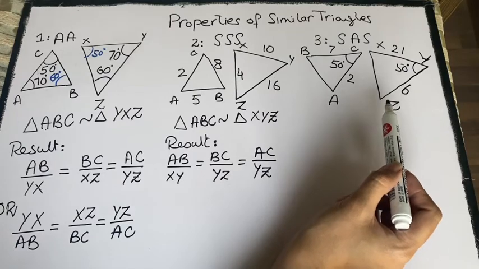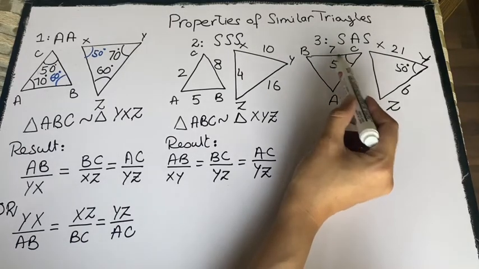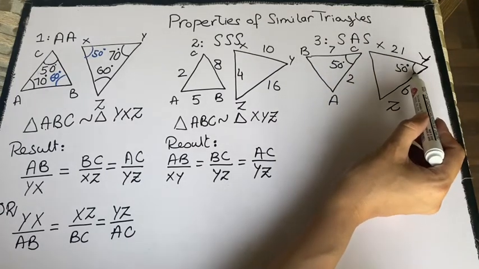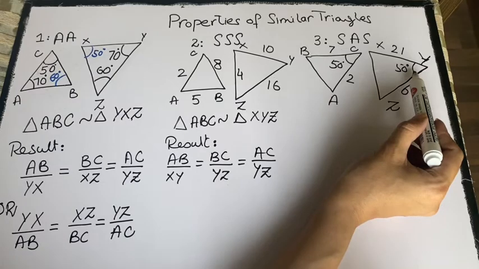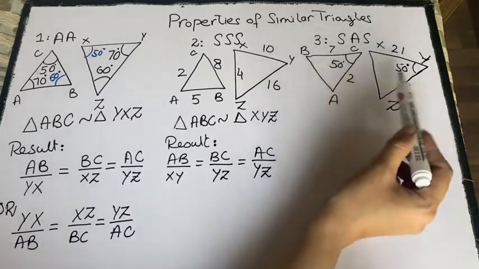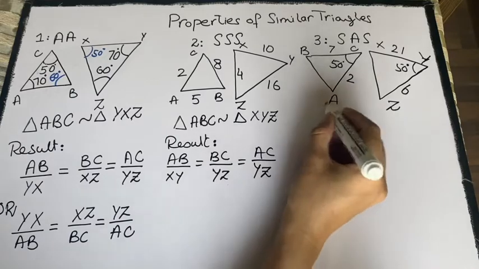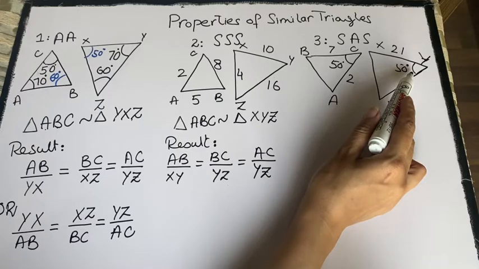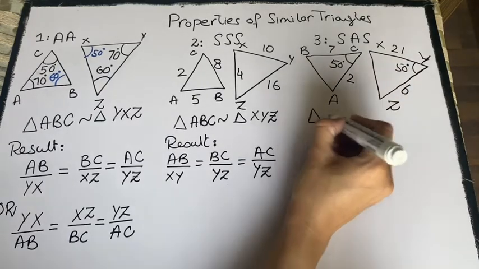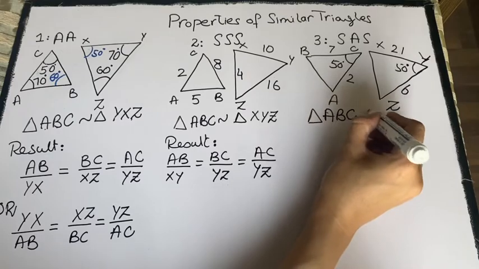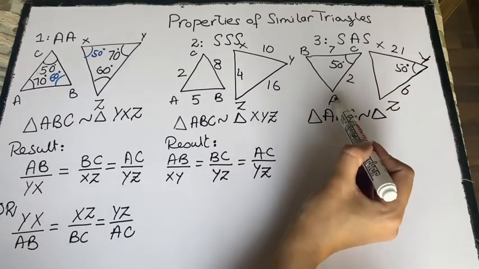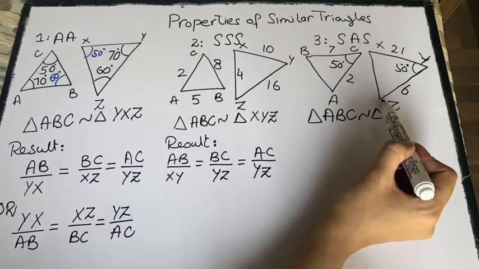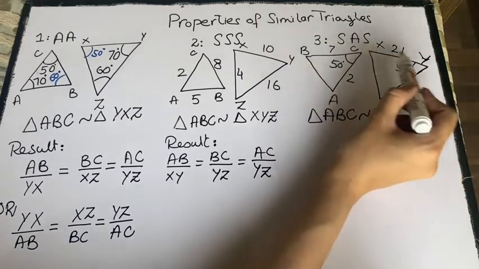What is the corresponding angle? If the angle between these two sides is 50, then the angle between these two sides must be equal to 50. Then you can say that these two triangles are similar. So if you see both the sides are proportionate and one angle is equal, which is the corresponding angle, so now you can say that triangle ABC is proportional to triangle. Now you're going to see the order A, B, C, unknown to 7, so unknown to 21, Z, X, Y.